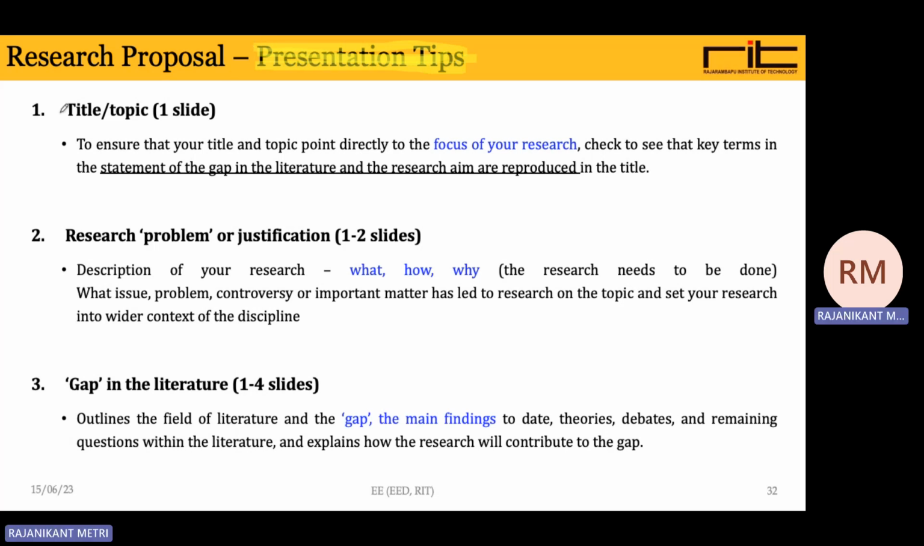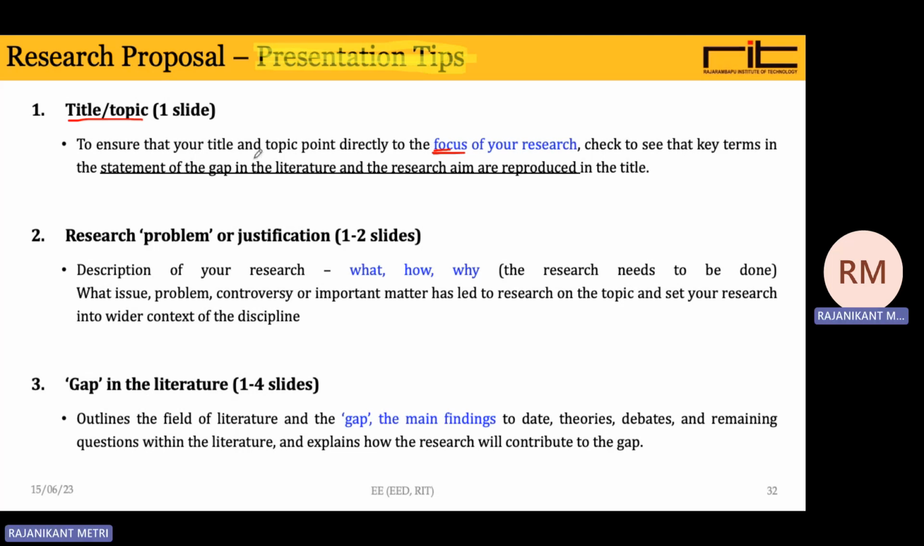So the first point is the title or research topic, and it should be on one slide, obviously. The title should not be too long; a medium-length sentence title must be there. And how should it be framed to ensure that your title and topic point directly to the focus of your research? So your title should focus on or highlight your research.